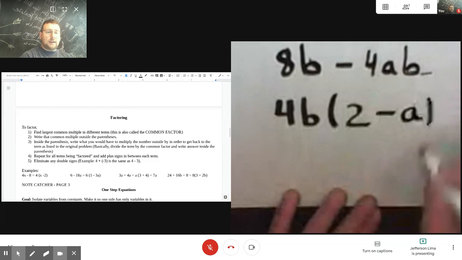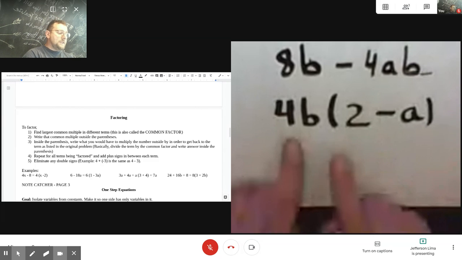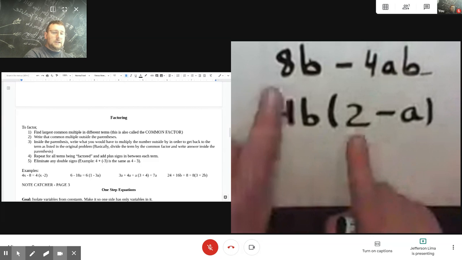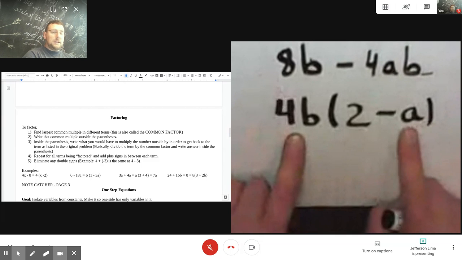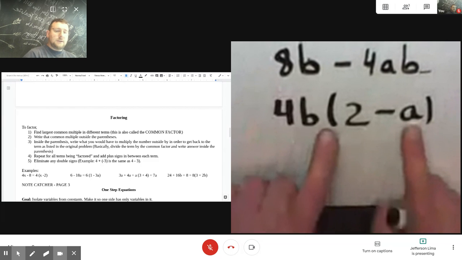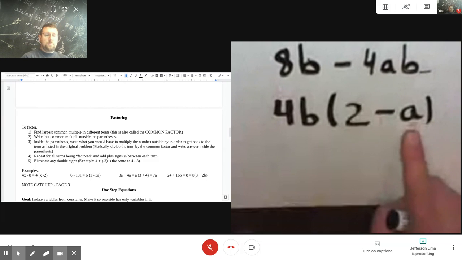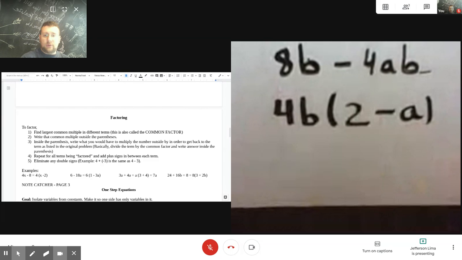And again, you can check if you can go back to the start. 4b times 2 is 8b. 4b times negative a makes negative 4ab. And so you can go backwards, which means you factored it right.